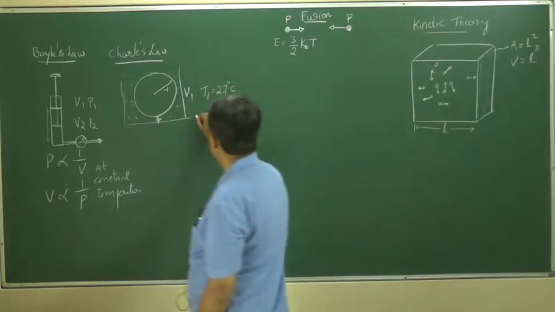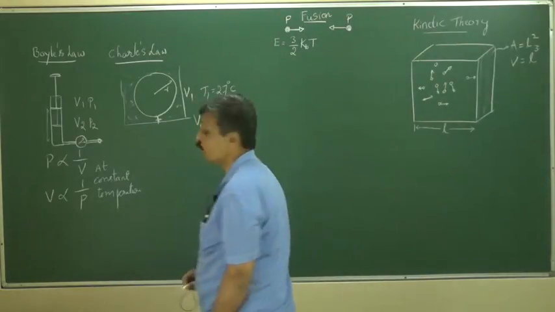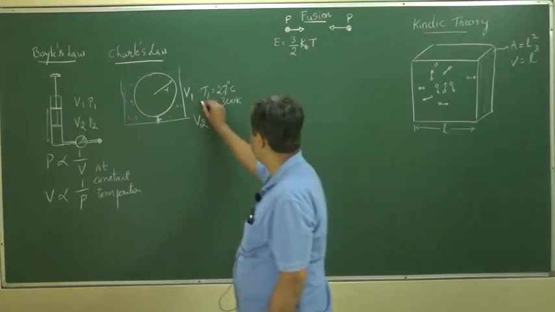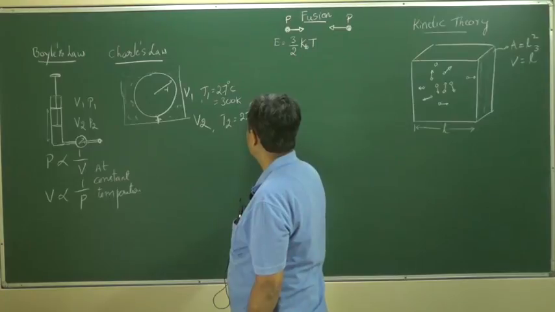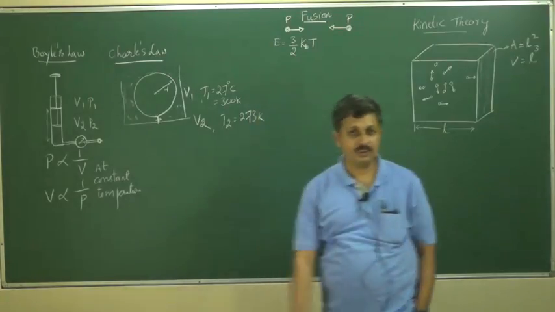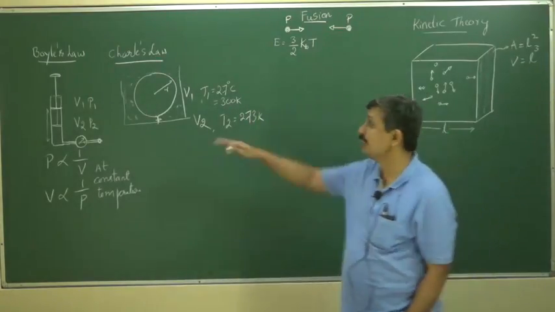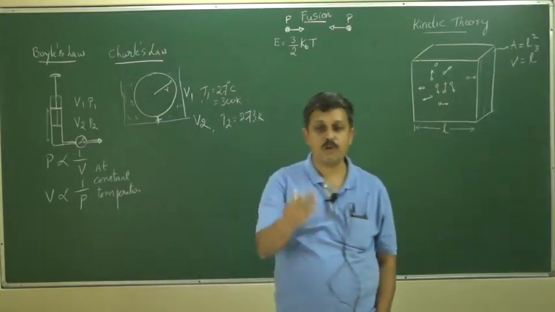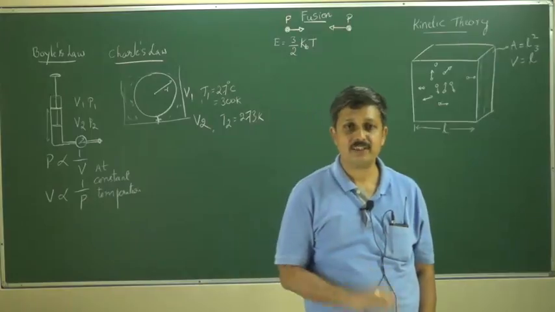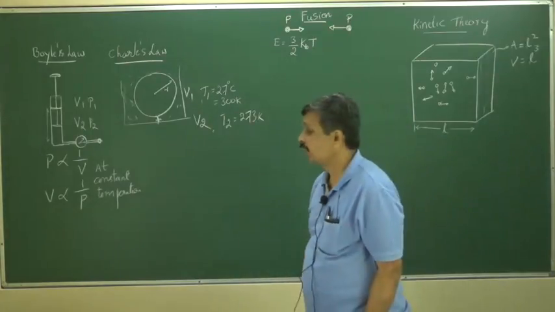So you will get a volume V2, and the temperature at that time will be T2, which will be 273 Kelvin, because it is 0 degree. So you could do that at multiple temperatures. Make sure that the balloon does not blast. It can go up to 30, 40, 45 degrees centigrade. It will not blast.